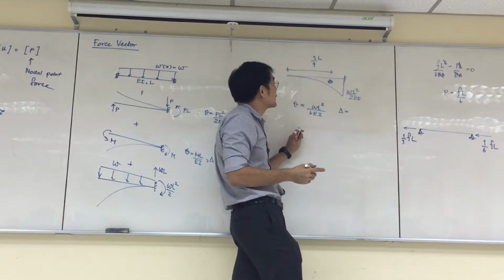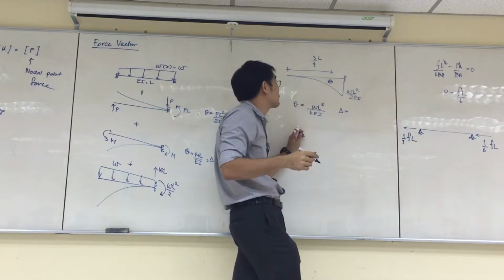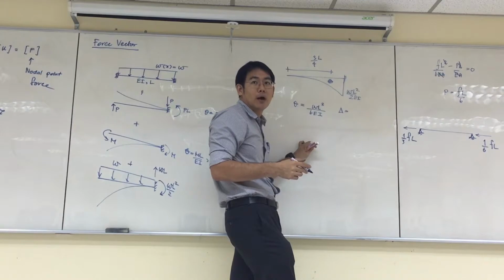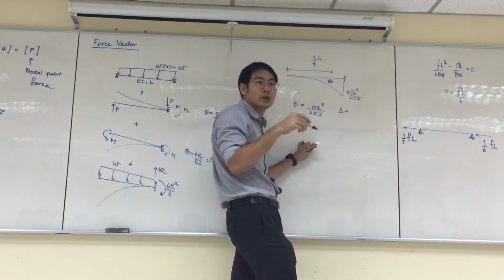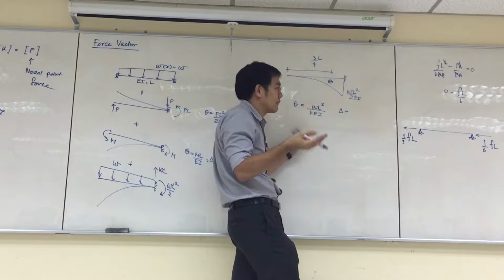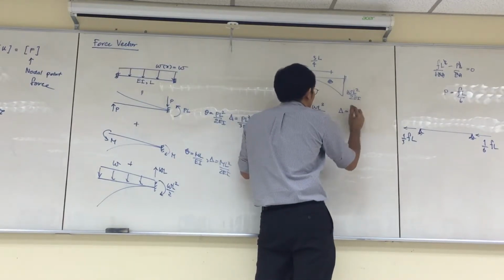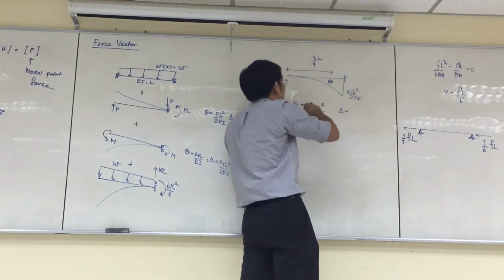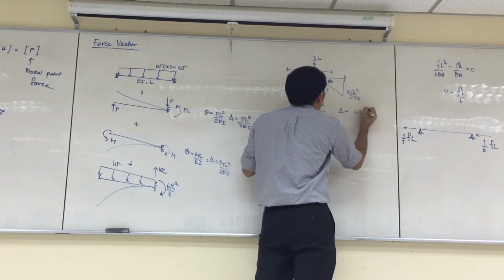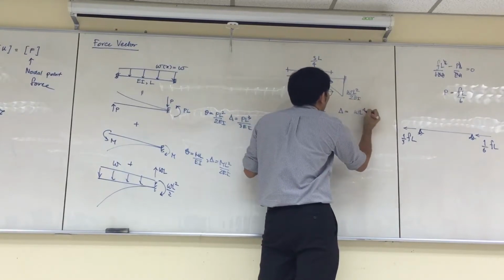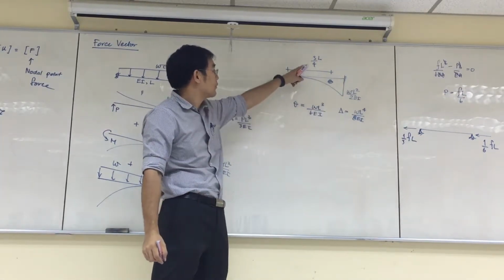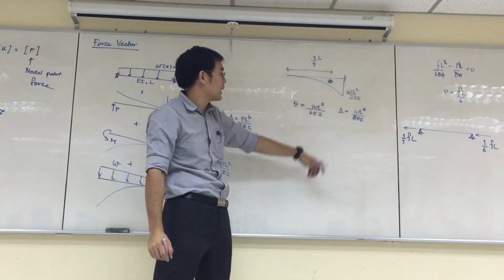I can prove it, but I don't want to spend time to prove why 3/4 of L, why 1/3. But if you just go back home, play with the polynomial functions a little bit, then you will find that. Let's see. So this one multiplied by 3/4, 3 cancels with 6, you have 2 times 4, you get 8. WL to the fourth over 8EI.